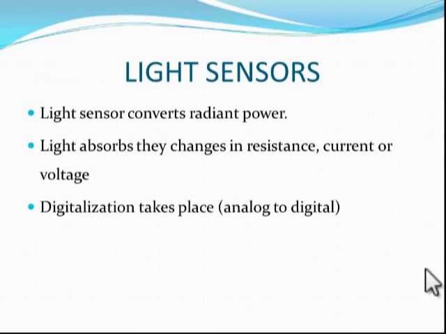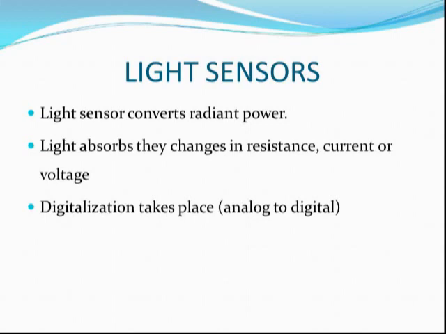So first of all, we want to know about the light sensor. Sensor working we have already discussed clearly. So a light sensor converts radiant power. Wherever light is available, if you use a light sensor, it can easily convert and absorb that wavelength. When the light is absorbed, it changes the resistance, current or voltage.